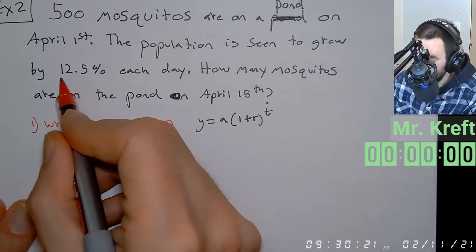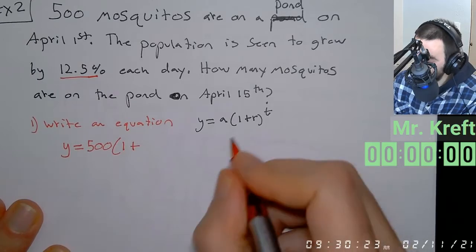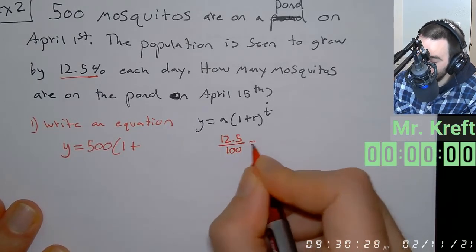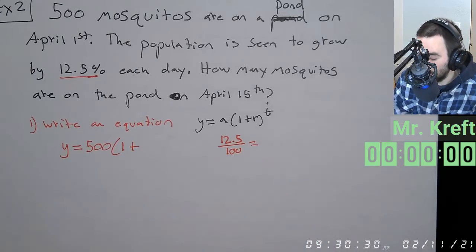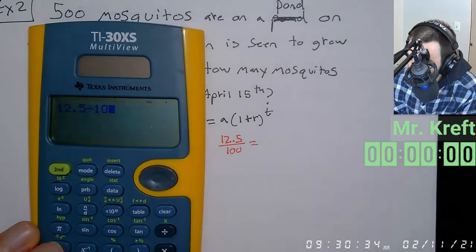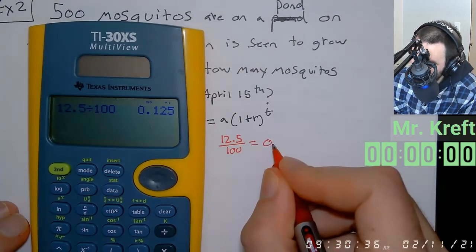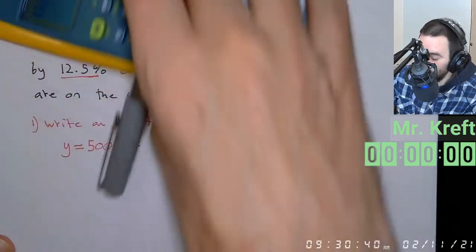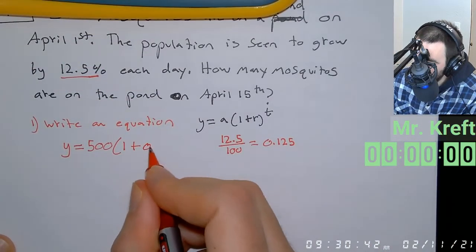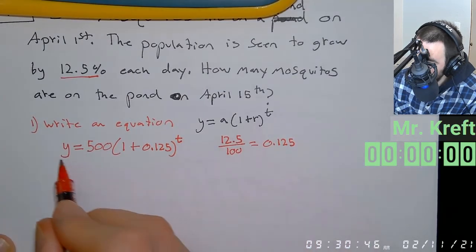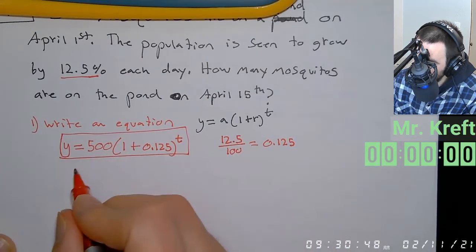So here's my rate, right? But I need it as a decimal. So 12.5 out of 100 is what decimal? If I take my calculator really quickly and I go 12.5 divided by 100, I get 0.125. So that's this as a decimal. So I'm going to have plus 0.125 raised to the t. So this is my equation.